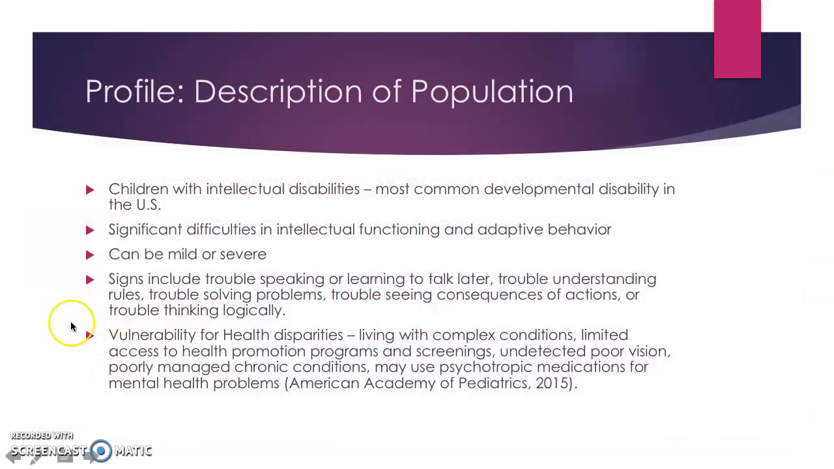All right, so a little background and description about children with intellectual disabilities. It is the most common developmental disability in the U.S. They usually have difficulties in intellectual functioning and adaptive behavior. Intellectual functioning includes tasks such as communication, learning, and problem solving, and then the adaptive behavior would be everyday social skills, routines, hygiene, things like that. It can be mild or severe.